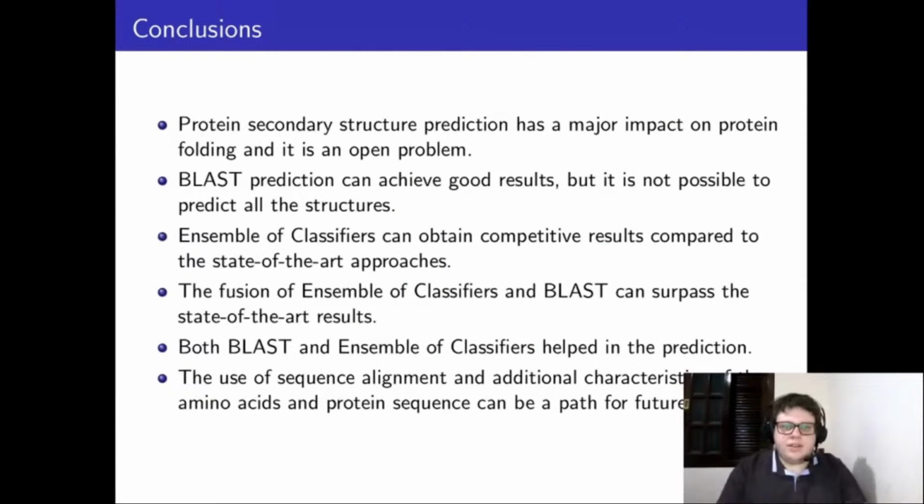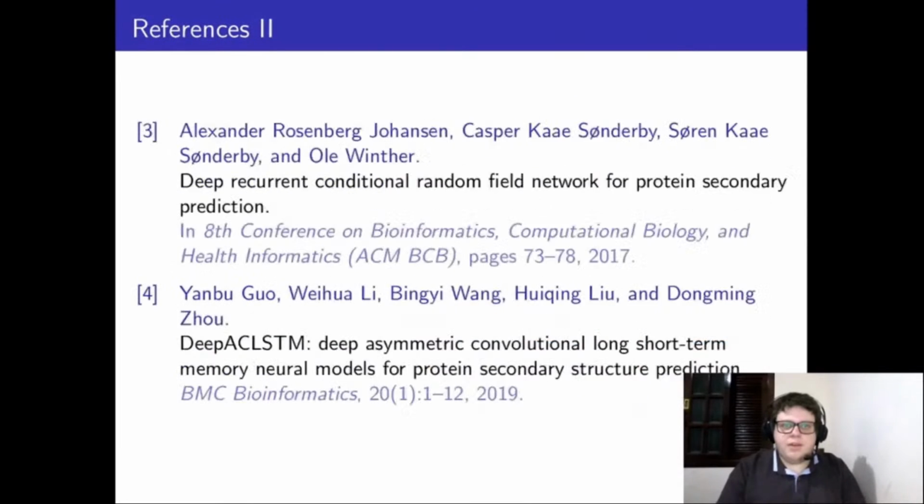As conclusions, protein secondary structure prediction has a major impact on protein folding. BLAST can achieve good results, but cannot predict all the structures. The ensemble of classifiers can obtain competitive results compared to the literature, and the fusion can surpass the state of the art. The weights of the fusion between the ensemble of classifiers and BLAST show that both of them helped in the prediction, and the use of sequence alignment and additional features of the amino acids can be a path for future work. Here are the acknowledgements, here are the references.